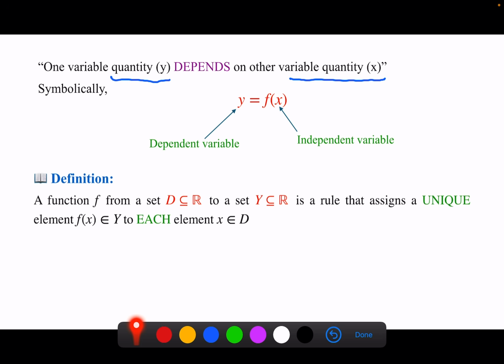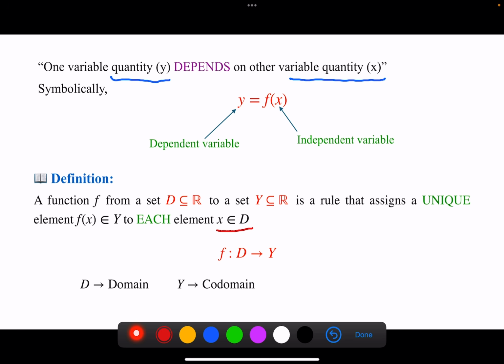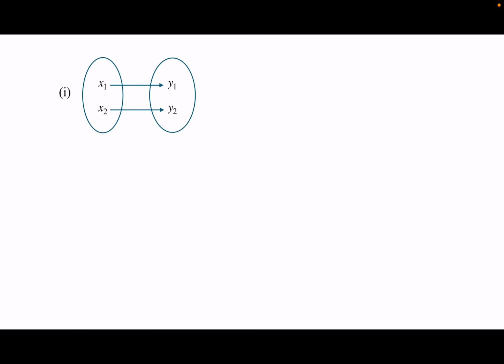Definition of a function. Mathematically, a function f from a set D to a set Y is a rule that assigns a unique element of Y to each element of D. Here, both sets D and Y are subsets of the set of real numbers R. D is called the domain, Y is called the codomain. To understand functions better, look at some mapping diagrams.